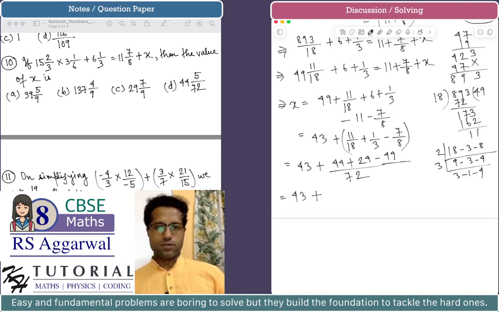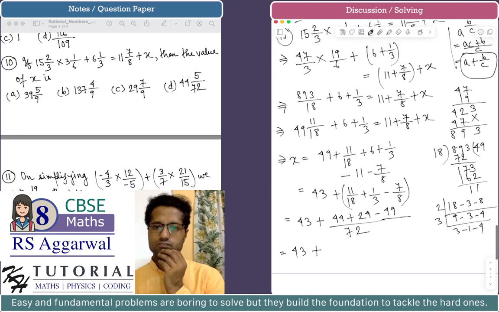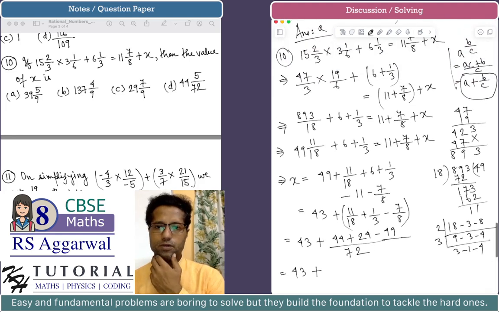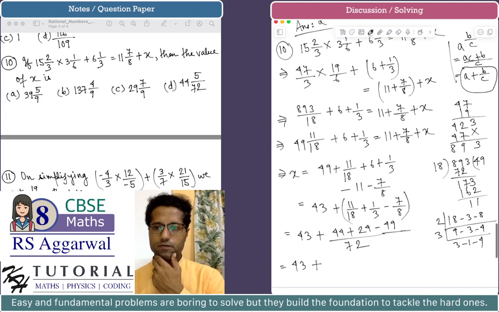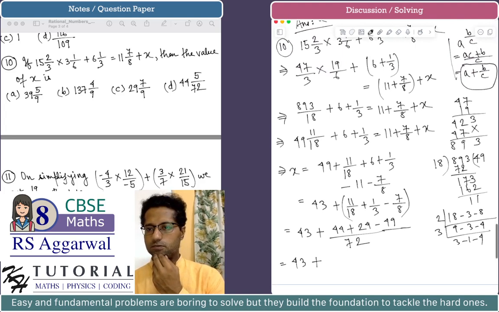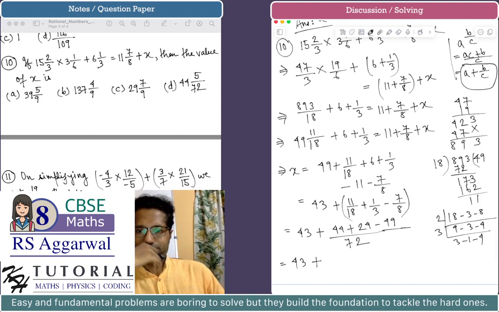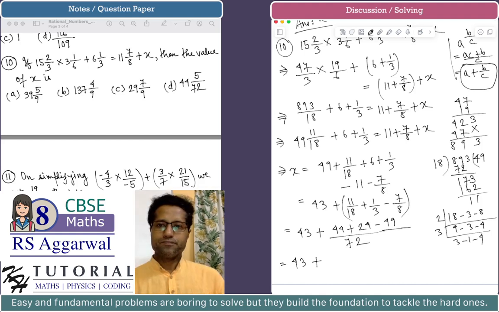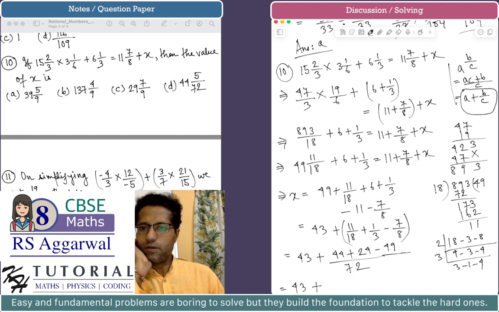Why is it coming 43? It should be 44. Then it can match with choice D. 45, 47 by 3, 19 by 6, 47 into 9, 19, 63, 6, 36, 42, 47, 3, 9, 8, 893 by 18. Okay, then 823 by 18, we have 49, 11 by 18 plus 6 plus 1 by 3 equals 11 plus 7 by 8.